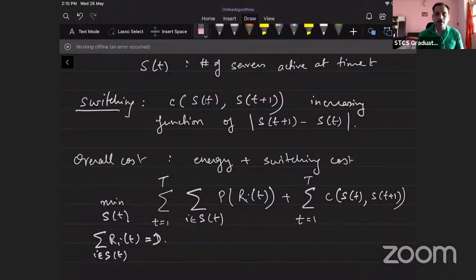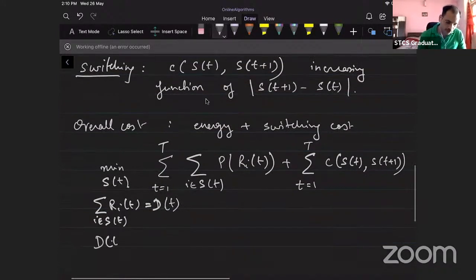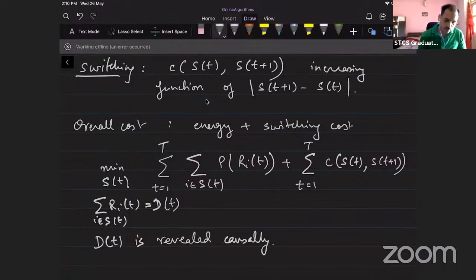So the trade-off is clear, right? If there was no switching cost, then once I get d of t, I could solve this convex program. That's not too difficult. But what I don't know is d of t. So d of t is revealed causally. At time t, all the information you have is about the past. So you're going to make some choice about S of t and Ri of t. But this cost depends on what's going to happen in future also. If you're using too few servers at a particular time and in the next time slot a lot of demands show up, you'll have to pay a large cost in terms of the switching cost.